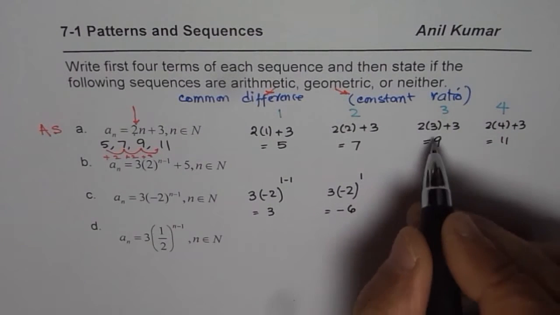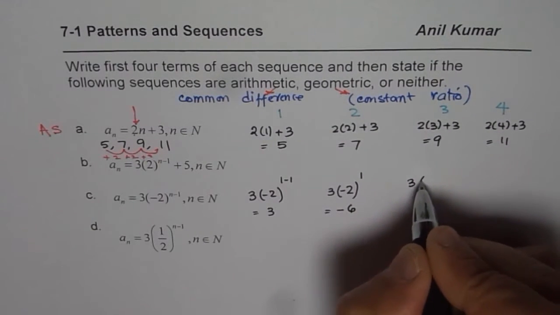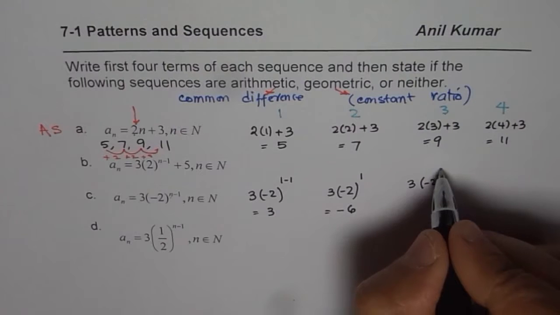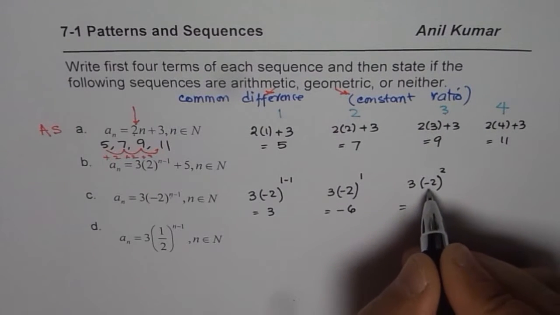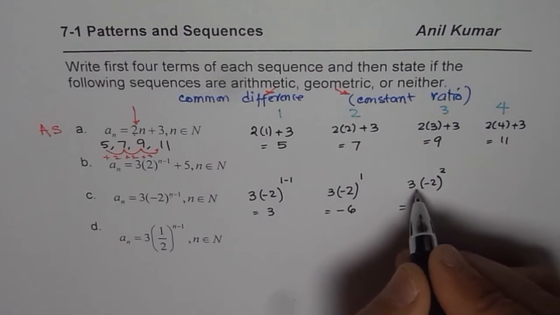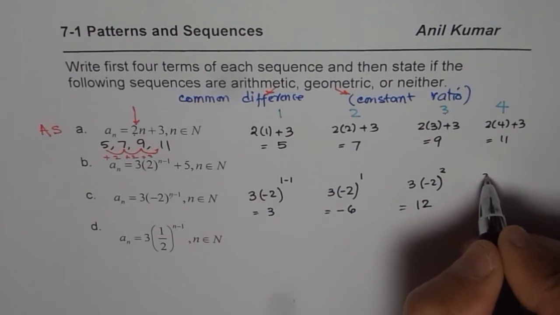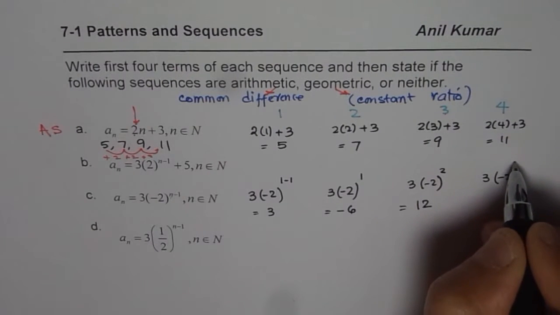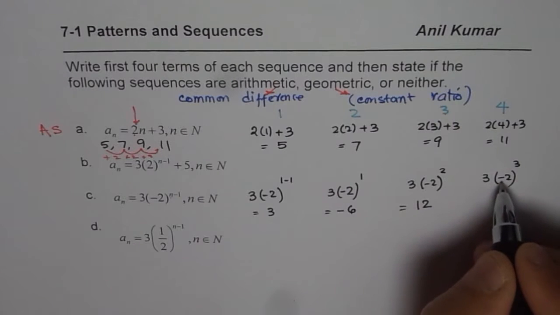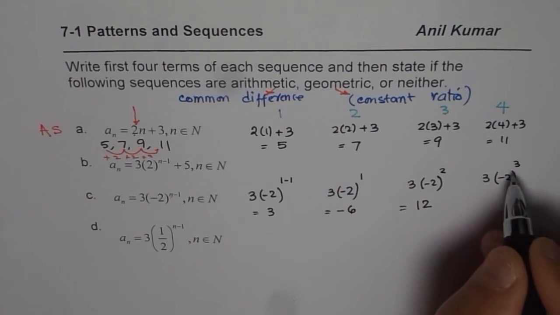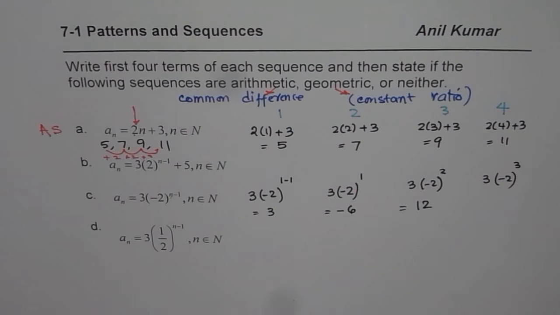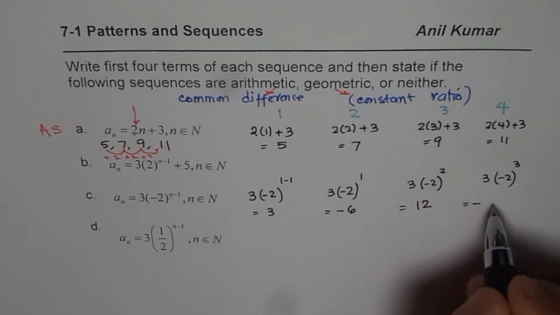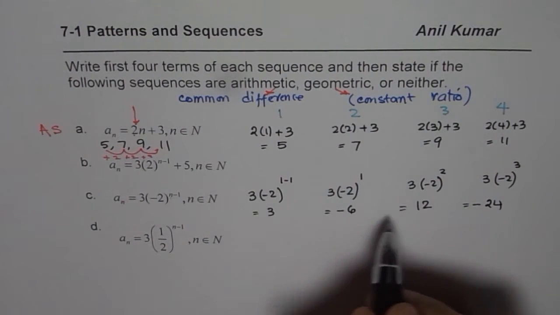Now when I write n as 3, what do I get? I get 3 times (minus 2) to the power of 3 minus 1, which is the square. Now a square is always positive, so we get 4 times 3, which is 12. However, if I use 4 for n, 4 minus 1 is 3. So we get the cube of this number. A negative number cubed is negative. Odd exponents will result in a negative number. So in this case, we get a negative number. 2 cubed is 8. 8 times 3 is 24, so minus 24. So that is the sequence you get.